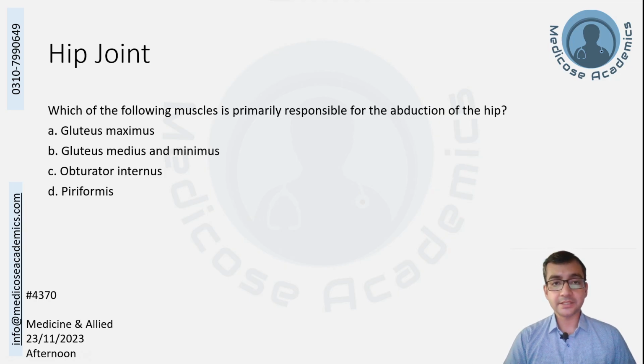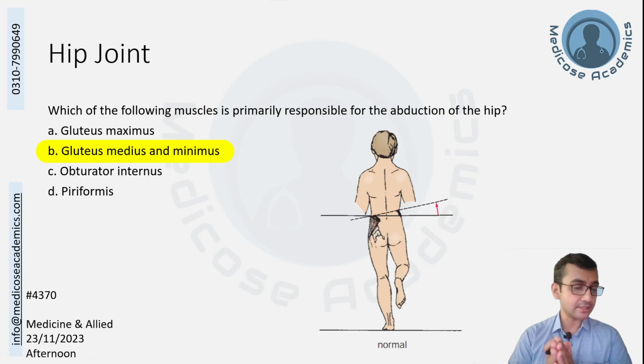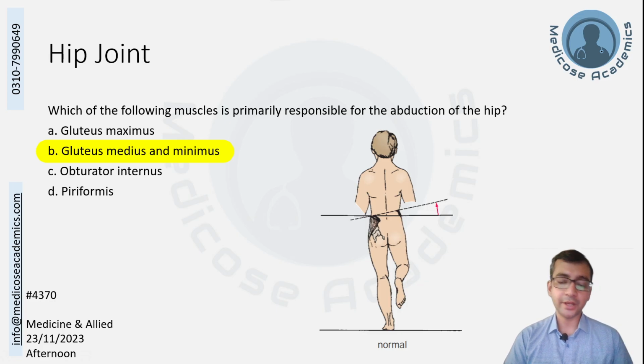Which of the following muscles is primarily responsible for abduction of the hip joint? Abduction of the hip joint is done by gluteus medius and gluteus minimus. So these are the abductors of the hip joint, and the loss of these muscles will lead to the dipping of the pelvis on the opposite side, especially when the leg is raised up. That is known as Trendelenburg sign. In the beginning of the video, we have discussed all of this. You can go back to that point to figure that out.